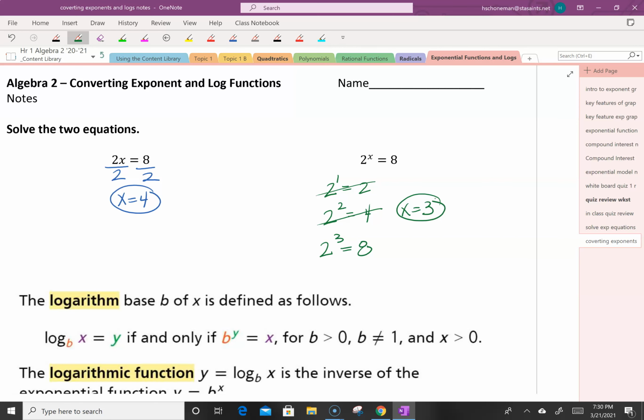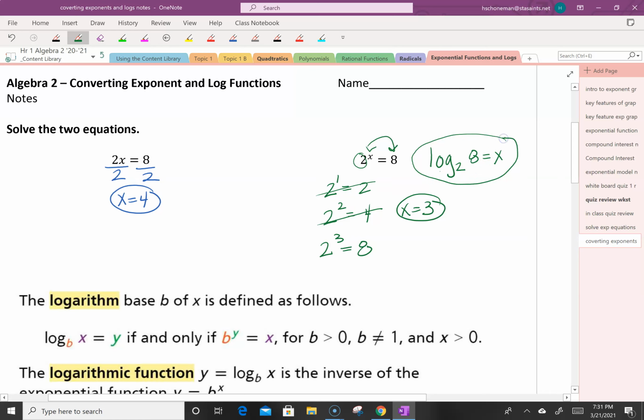And what we can do now is rewrite this as a log. And what we're going to do is say log, and our exponent is our base, so it's going to go here, so we say base 2, and then the x and the 8 switch places. So I'm going to say log base 2 of 8 equals x. So again, how you say that is log base 2 of 8 equals x.